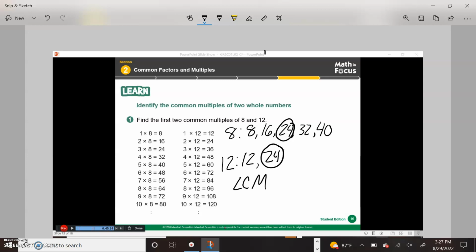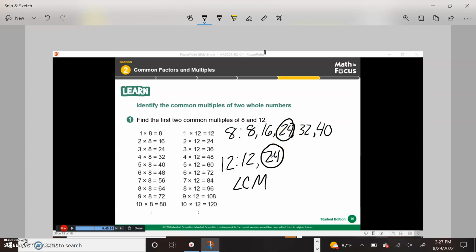That means it's the smallest number that both numbers go into. Sometimes you want to check if the smaller number can go into the larger number. If that's the case, then the larger number would be the least common multiple. That's a little tip, if you ever want to take a shortcut, do that first. But list out the multiples. The first number that's in both lists would be the least common multiple.